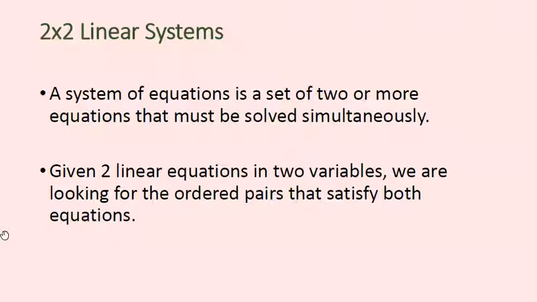Remember that an ordered pair is a solution for one equation. It's a point on the line. So if we're looking for solutions that work for two lines, we're looking for the set of ordered pairs that live on both lines. If we were to graph two lines on the same set of axes, the points of intersection would represent these solutions.